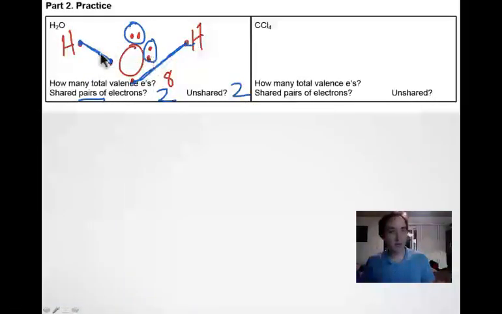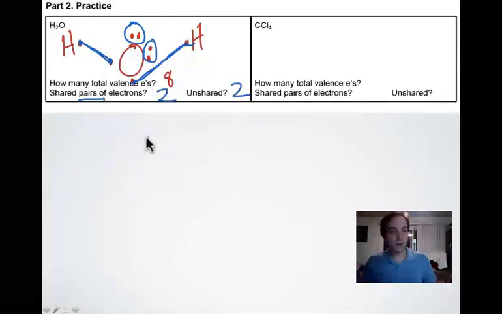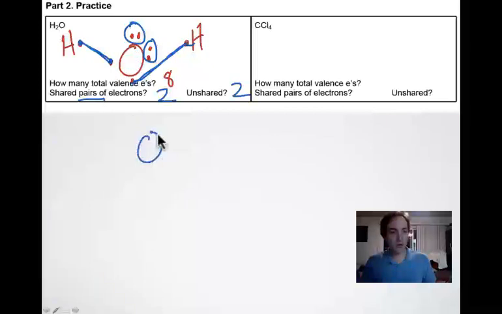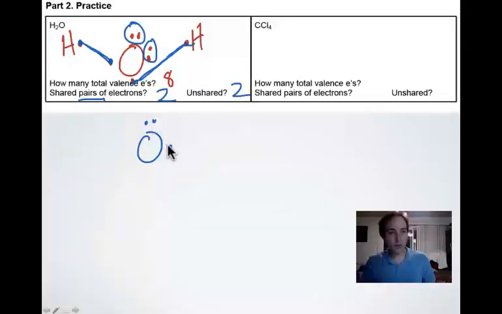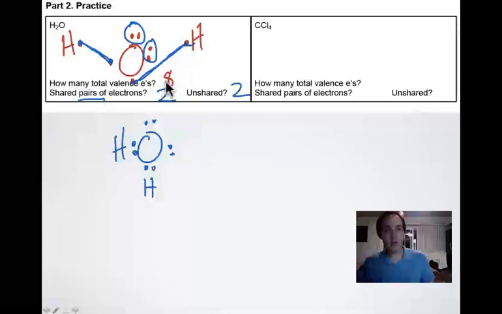Now, we wouldn't leave it this way. This is kind of messy, so what we'd actually do is draw our oxygen, like so. Let's put our lone pairs in first, so here and here, and here and here, and then I would take these shared pairs and put them here and here. And then this shared pair here, I would put in between the hydrogen and the oxygen. So they're in between, so we know these are involved in a bond, and the ones that are not in between belong to the oxygen, they're not part of a bond. All right, so that's an example.